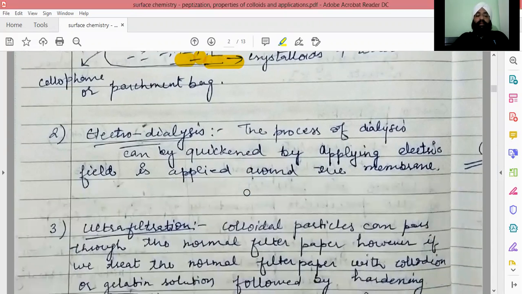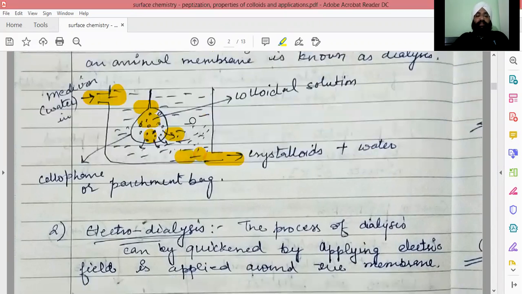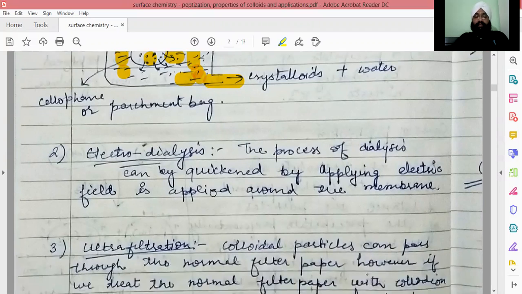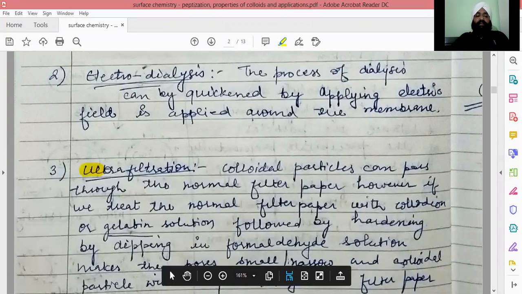Then next is electrodialysis. The same dialysis process can be speeded up with the use of an electric field, as the colloidal particles and the crystalloid particles are charged because they are part of an electrolyte, so they can be removed faster with the application of electrodes in the dialysis process. Then the next method is ultrafiltration.